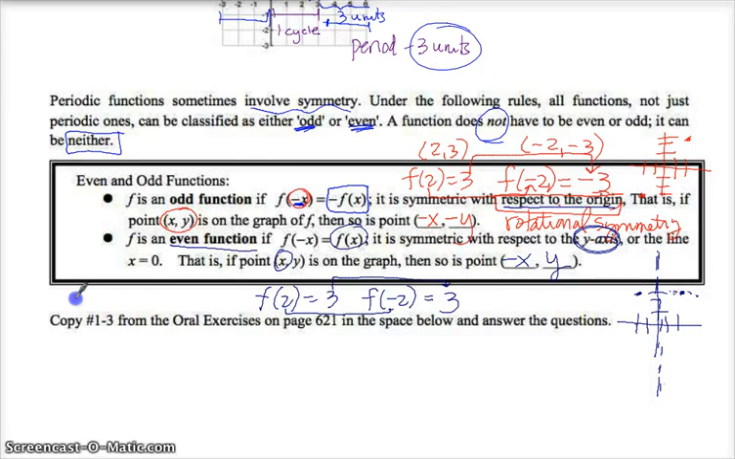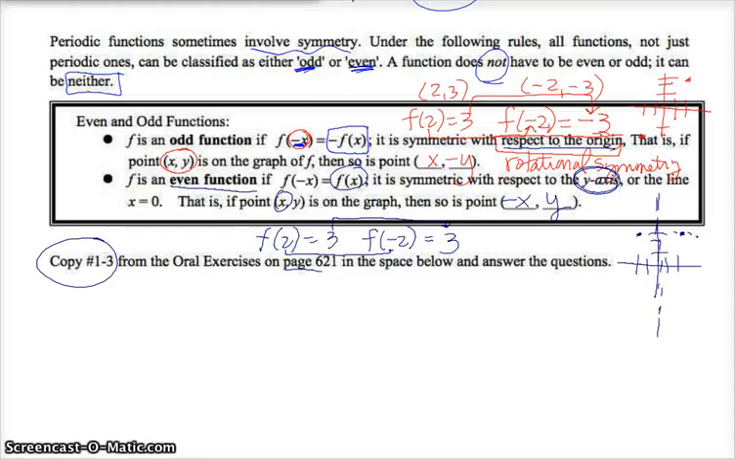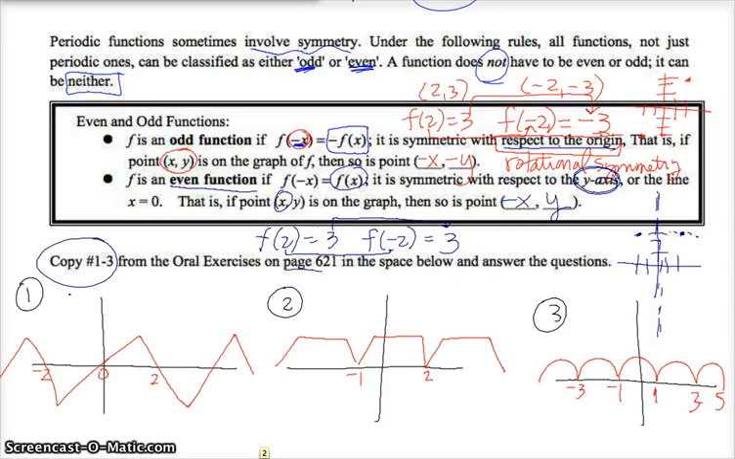Okay, so go ahead and copy number 1 through 3 on the oral exercises on page 621 in the space below and answer the questions and see how you do. So pause and try that now. Okay, so here are the 3 sketches. Mine are very, very sketchy, not super accurate.